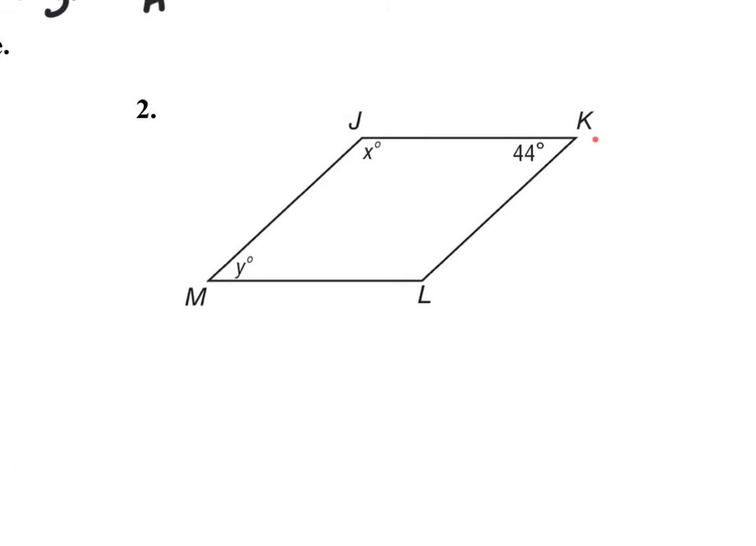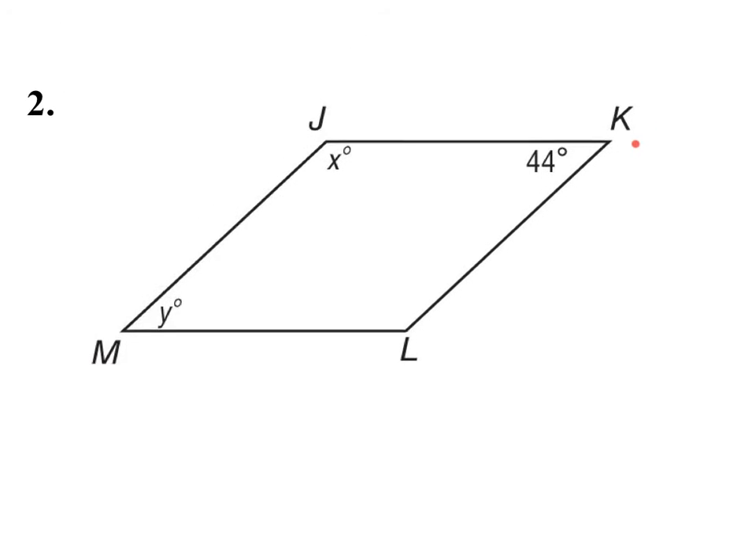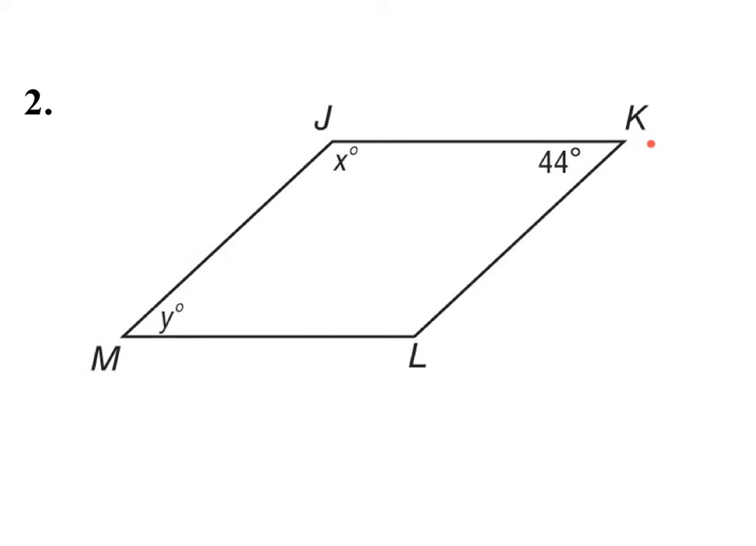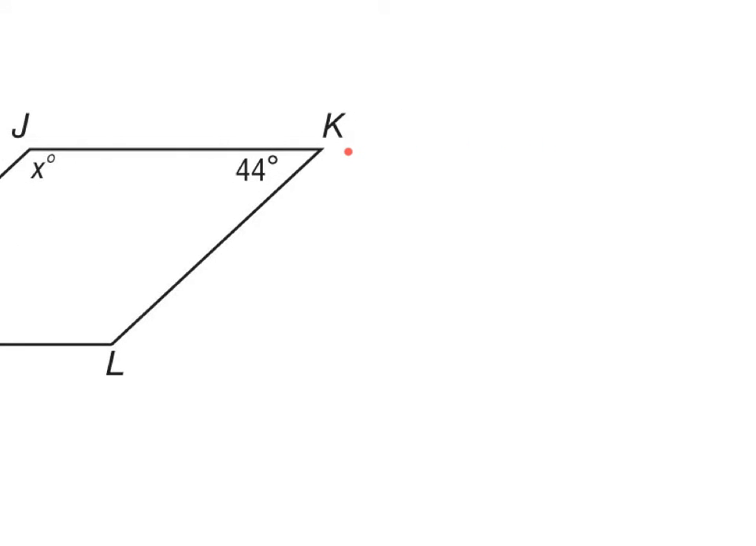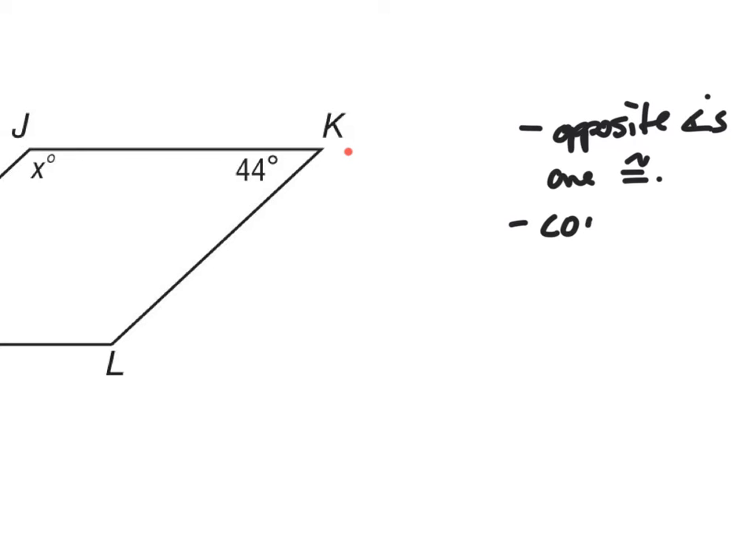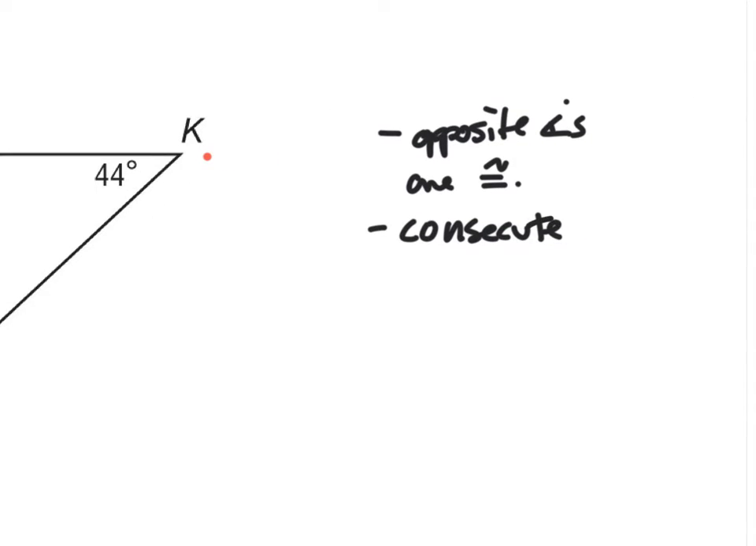Number 2 tells us questions about the angle measures. Now, here's what I know. I know that opposite angles are congruent. So I'm going to write that real quick over here. Opposite angles are congruent. And I know that consecutive angles are supplementary.